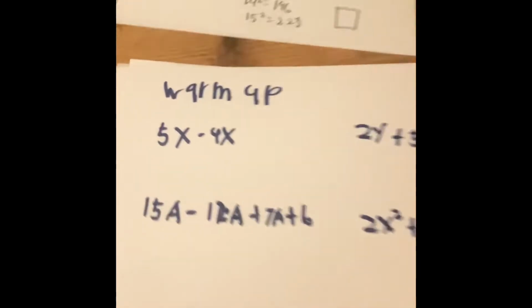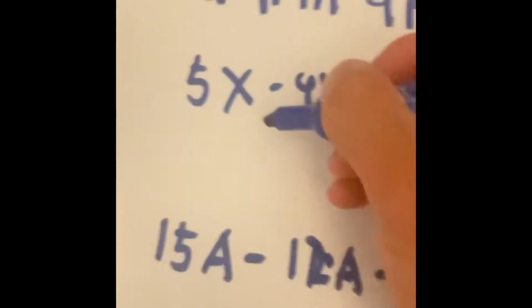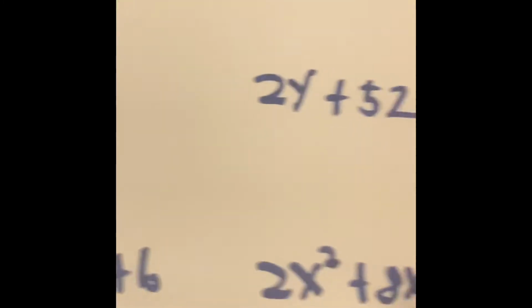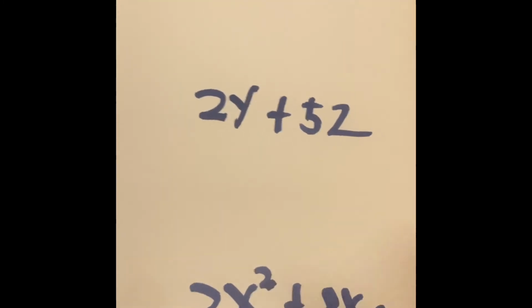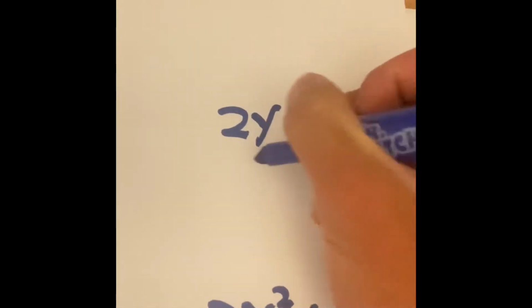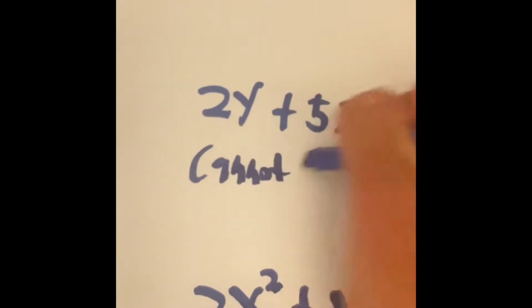With 5x minus 4x, we could easily agree that that is equal to x. On the second one, we have 2y plus 5z. When you do that, you can't really simplify, so the answer is cannot simplify.